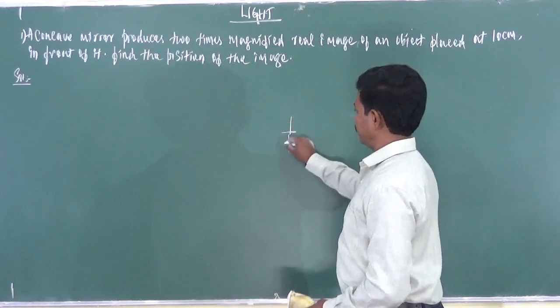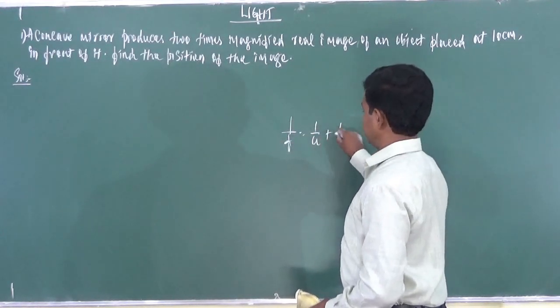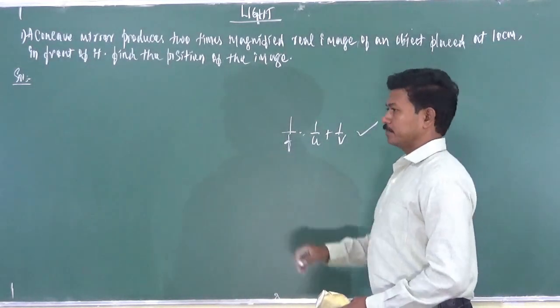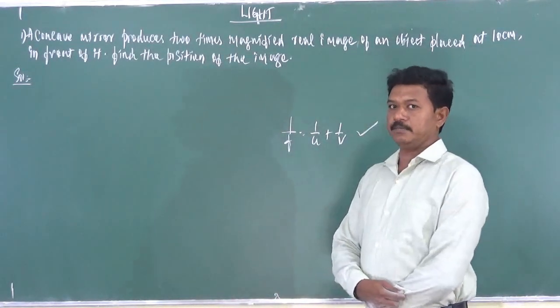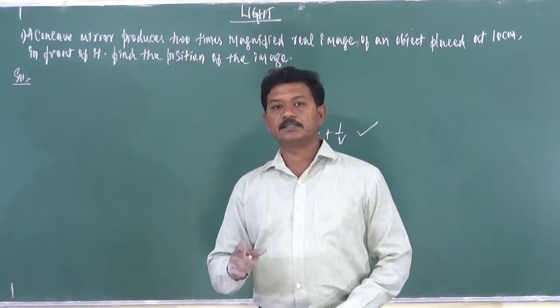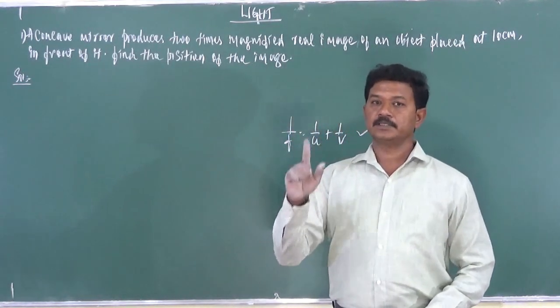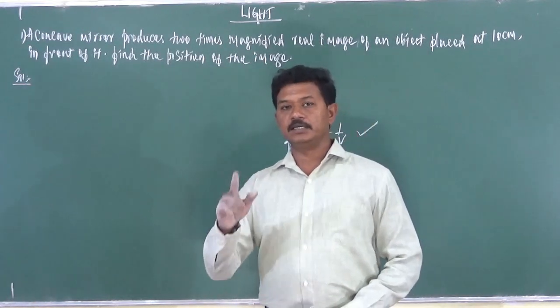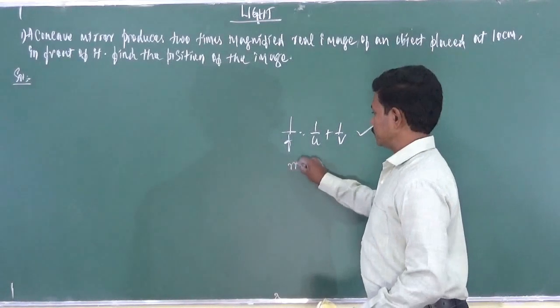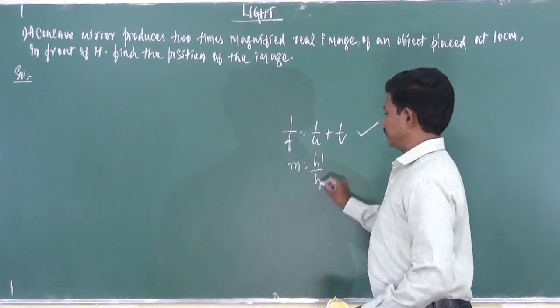So 1 by F is equal to 1 by U plus 1 by V, which is called the mirror formula. Then there is linear magnification, that is M. M is equal to H dash by H. So the linear magnification of a mirror is the relationship between the height or size of the image to the height or size of the object. So that is M is equal to H dash by H. This is the formula here.